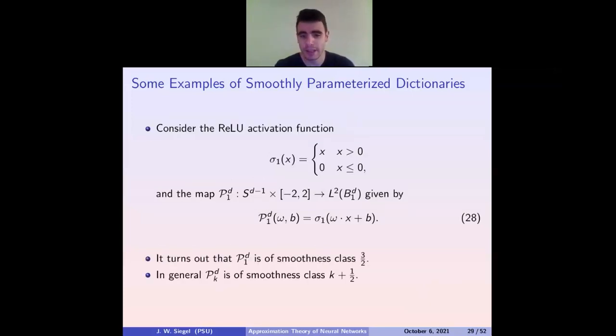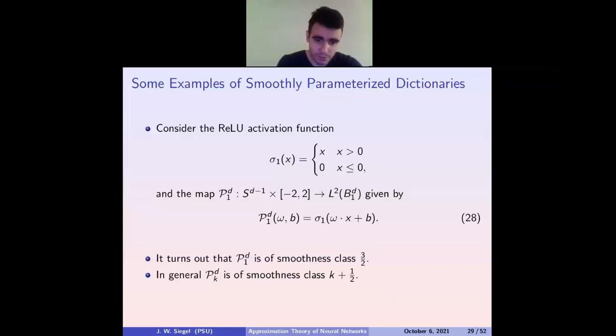Similarly, you can look at these higher order powers of the ReLU. It turns out that if you look at ReLU to the k, it'll be of smoothness class k plus 1/2, basically because we can take k derivatives, and then it effectively becomes the same thing as having the Heaviside, sigma 0 here, and that is 1/2 Hilbert continuous. So in general, the result you get is that this PKD dictionary is of smoothness k plus 1/2.